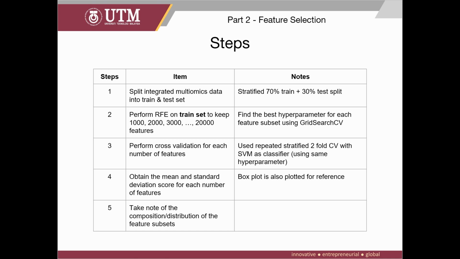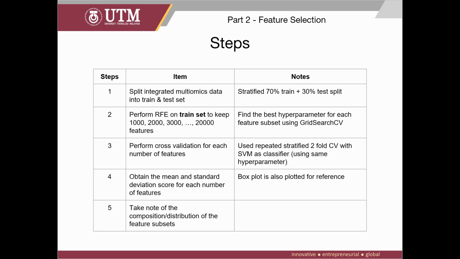So in step 3, I have performed the cross-validation for each number of feature subset. And this is done using the repeated stratified two-fold CV with SVM as classifier. So for this classification, I have used the same hyperparameter that I have found in the previous step, which is using the grid search CV.